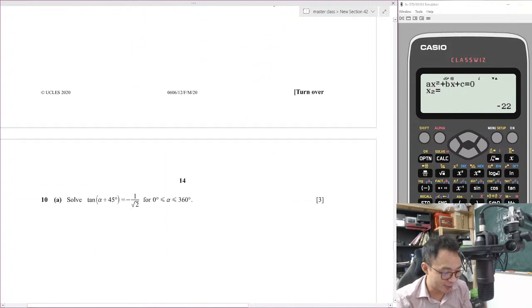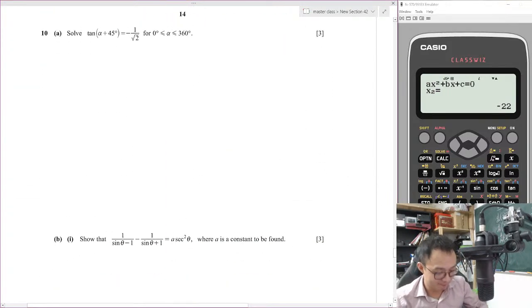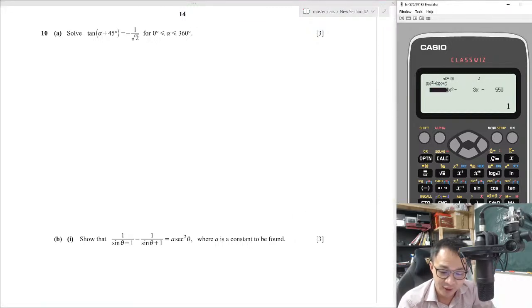Alright, so let's move on to number 10 here. They asked us to solve this equation. It's quite easy. We will change our calculator to degree mode, making sure the letter shown here is D. So we need to solve this one.